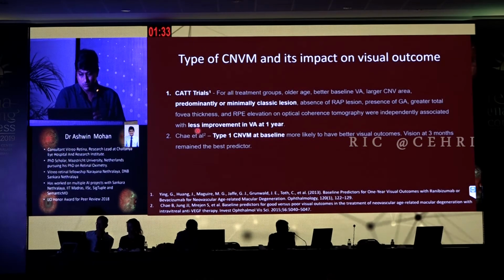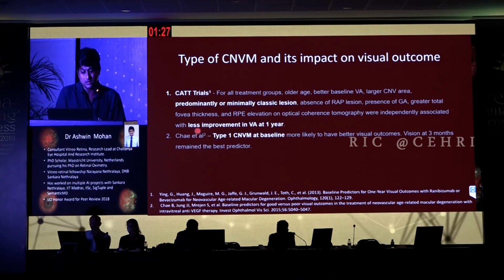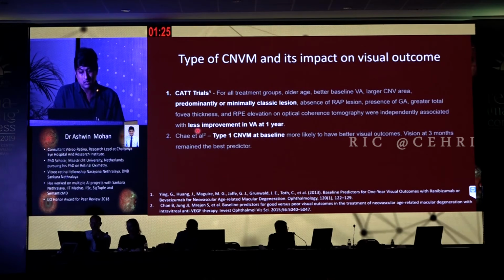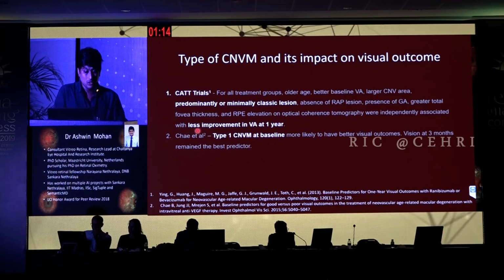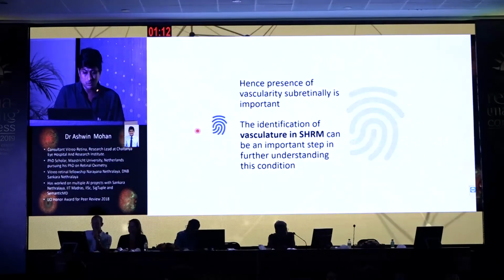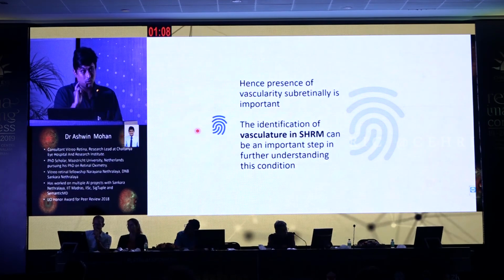So let's go back and see what literature had. The CAT trials have said that predominantly or minimally classic lesions have less improvement in visual acuity at 1 year. And when there is a type 1 CNVM at baseline, it has a better outcome. So the important thing to see is that the presence of vascularity subretinally is an important aspect.